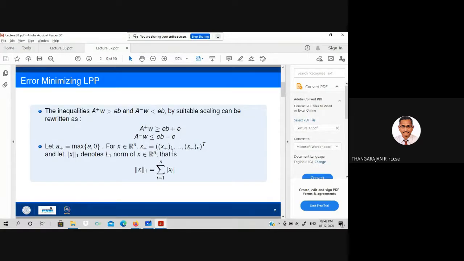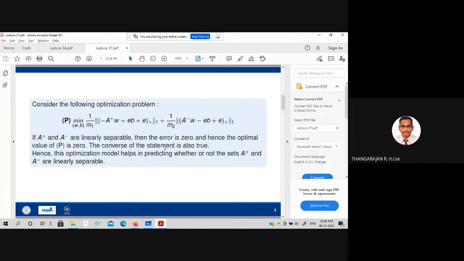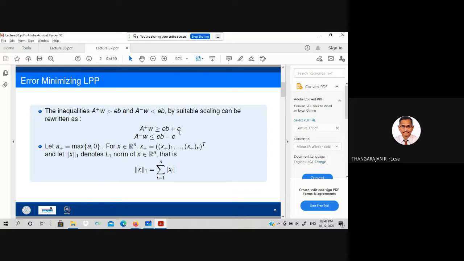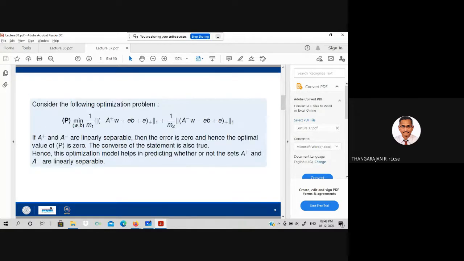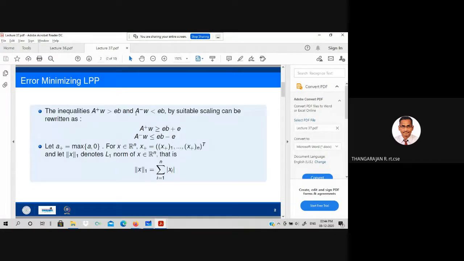Okay. So this is what we have done. And once you have put it in this form, we are trying to put it in an optimization problem perspective. You take all the points: A plus is all positive points, and A minus is all negative points. Positive means the class is yes. Negative means the class is no. It's a binary classification problem.